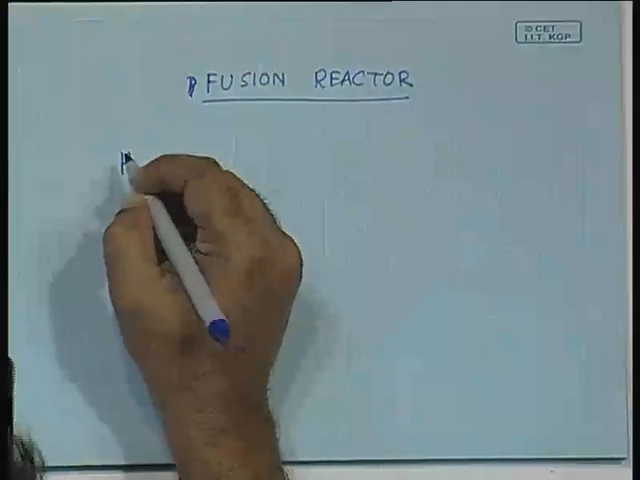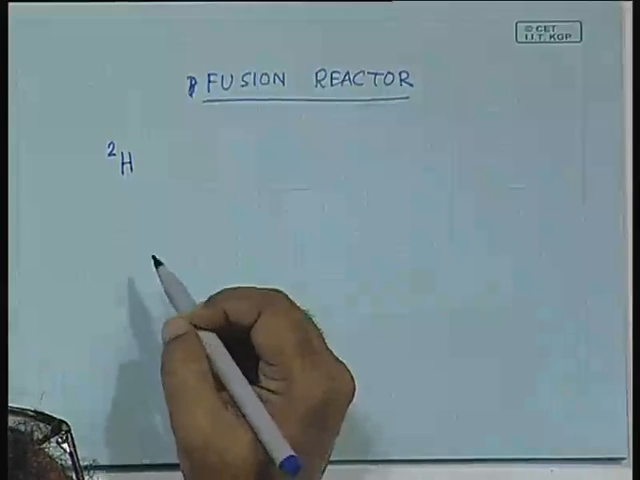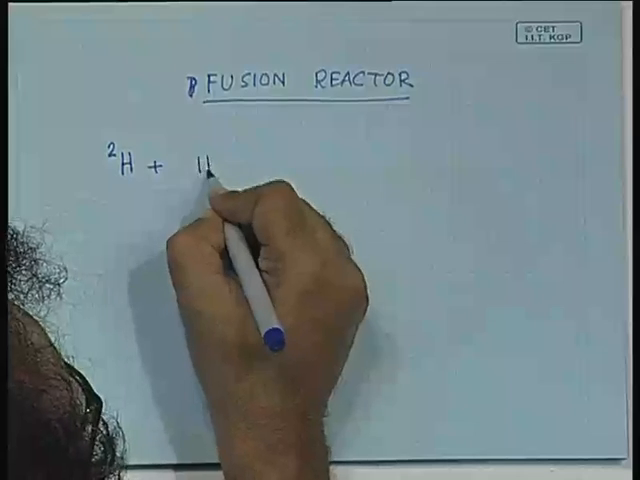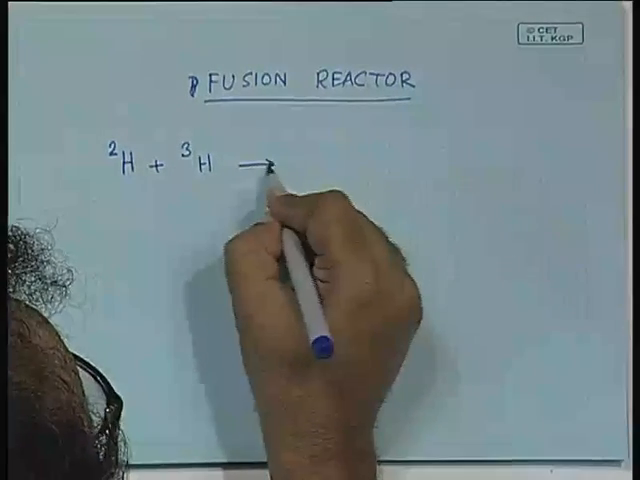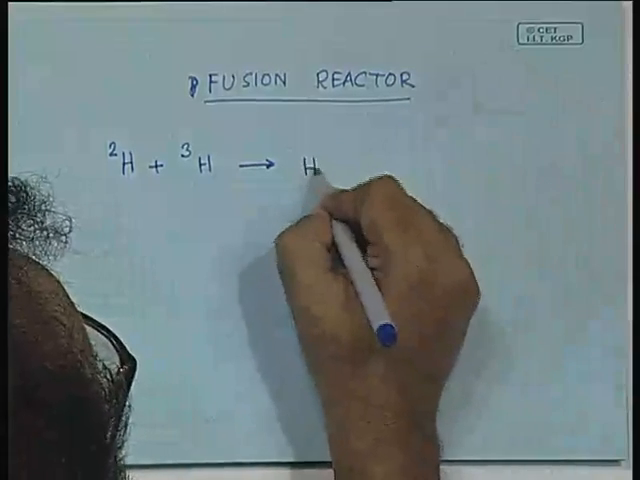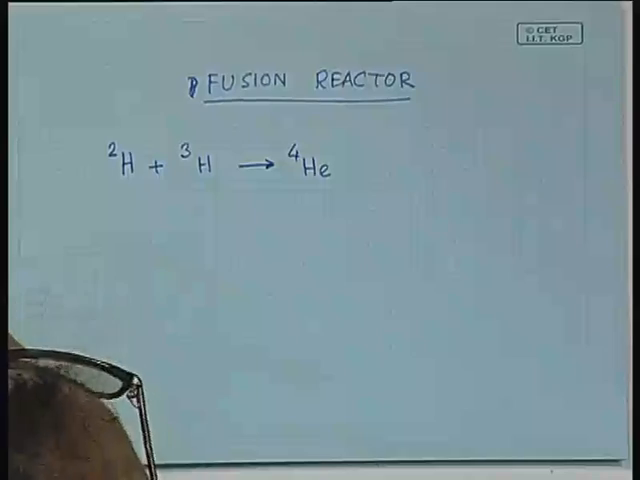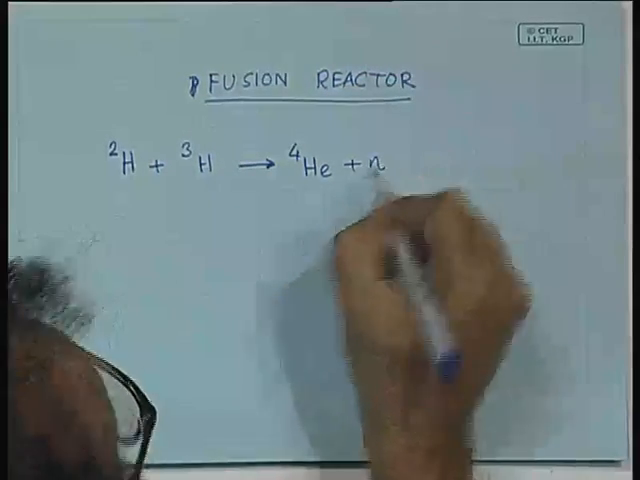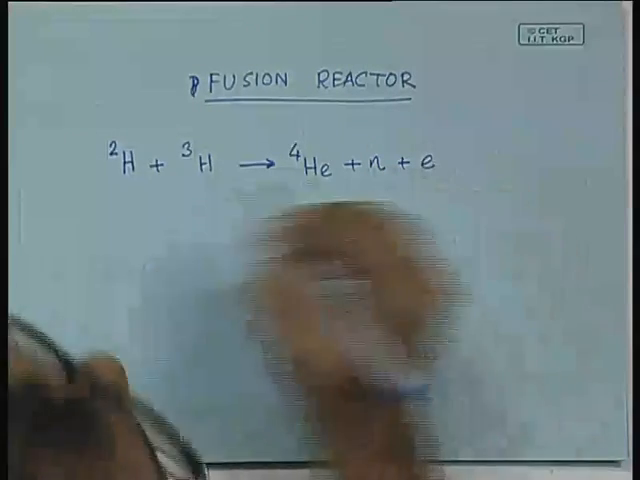What we are really looking at is a reaction where two isotopes of hydrogen, deuterium and what is the third one? Tritium. They merge together, they fuse to produce helium. The symbol of deuterium is this. To produce what? It will produce helium, then you have one extra neutron, plus energy.